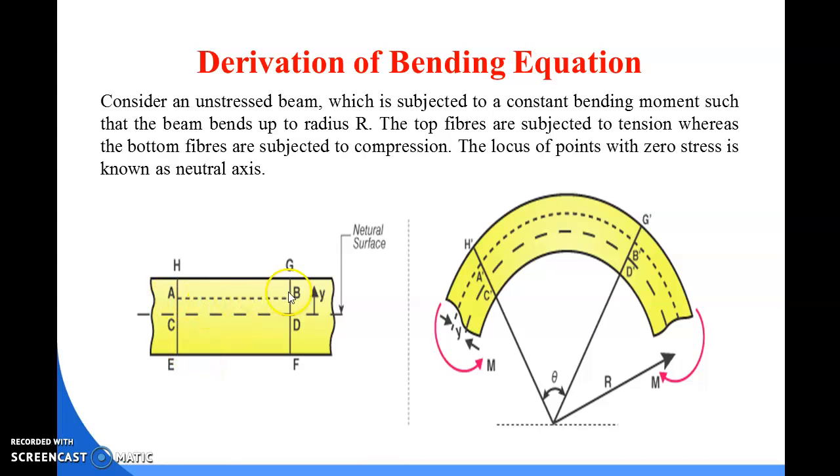And AB is a small strip that we have to consider to solve the derivation part, which also changes its dimension due to the sagging moment. And from this point, if we consider the whole section of the beam, then you can see it makes an angle theta between two radii of the beam. And the radius from the neutral axis to the center is equal to capital R, and the distance between this neutral axis line and the AB line, that is the small elementary section, is equal to small y.